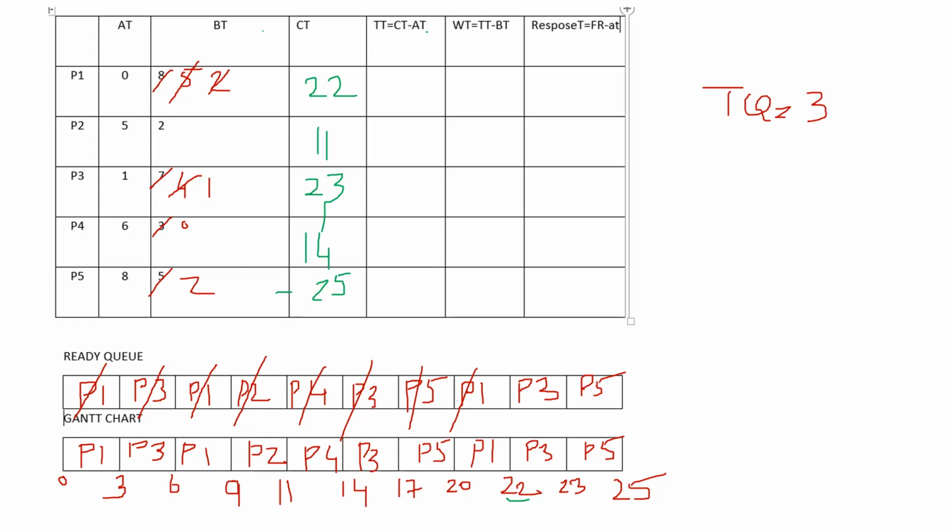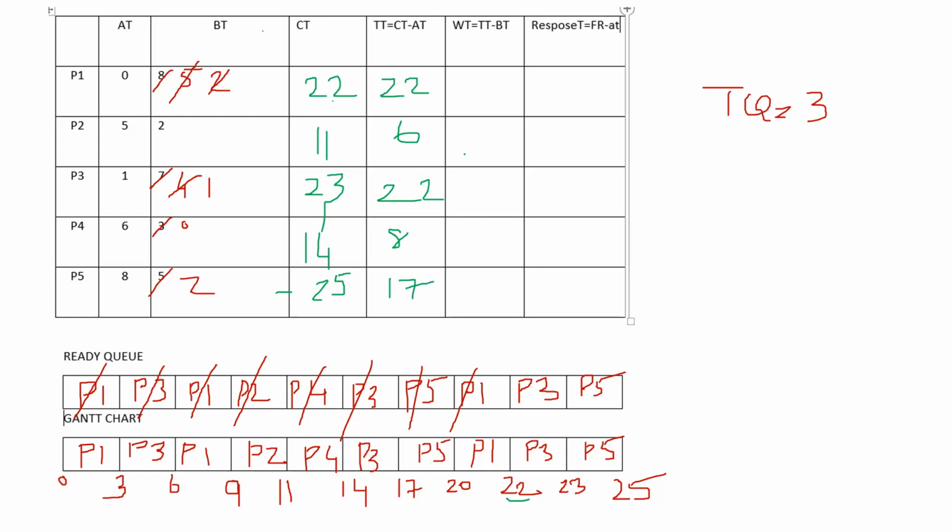Now next is the turnaround time. The formula for turnaround time is completion time minus arrival time. So here 22 minus 0, the answer is 22. Next, 11 minus 5 is 6. Next, 23 minus 1 is 22. Now 14 minus 6 is 8, right? Next is 25 minus 8, which is 17.